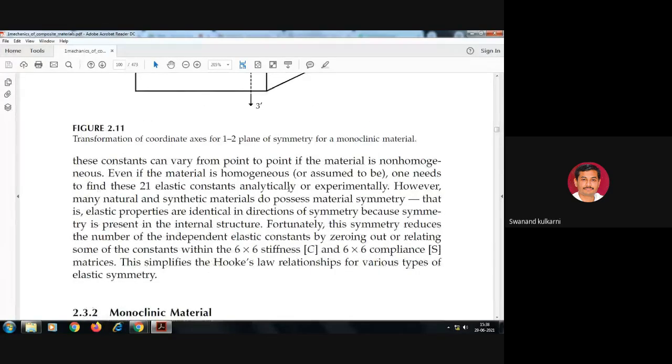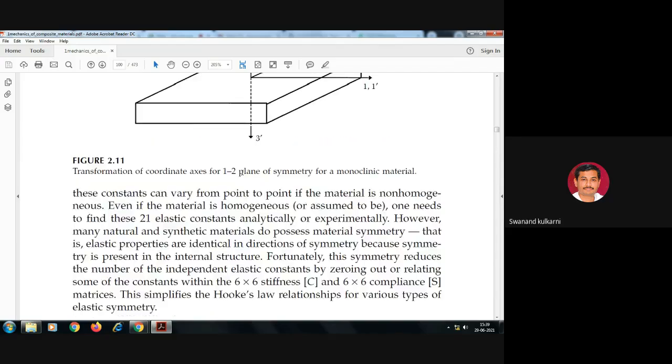But if we add the term non-homogeneity, then the meaning of non-homogeneity is that we will be required to define the different points. For each and every point we will have different properties. Is it okay? So anisotropy and non-homogeneity, these two things we will have to take into consideration. So even if the material is homogeneous, one needs to find the 21 elastic constants.